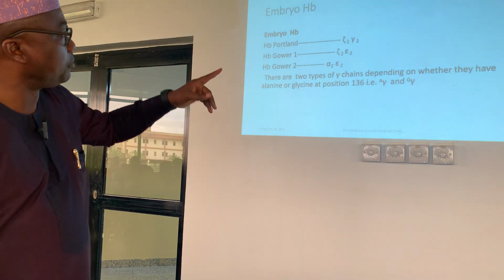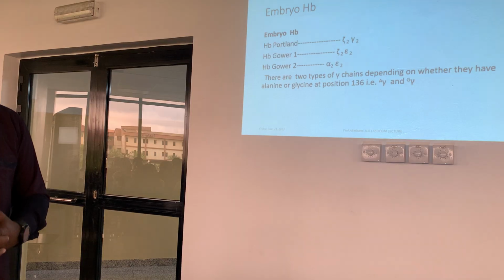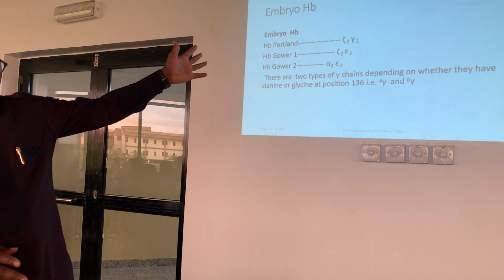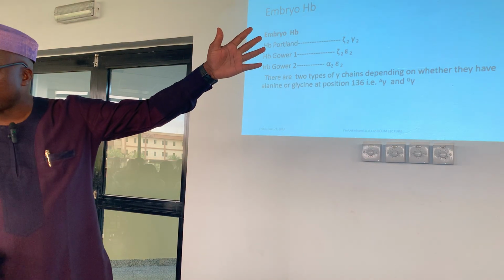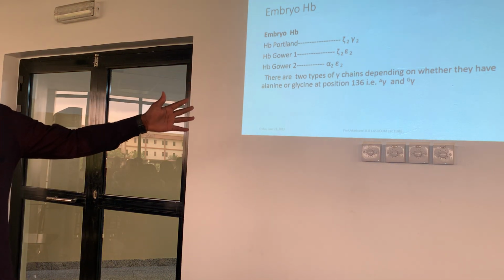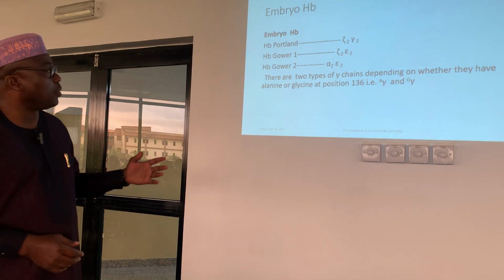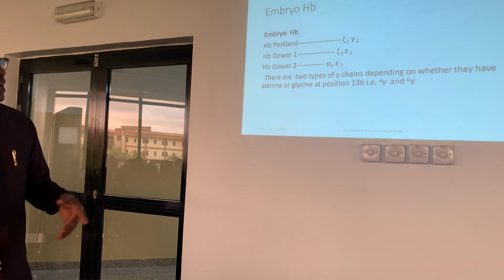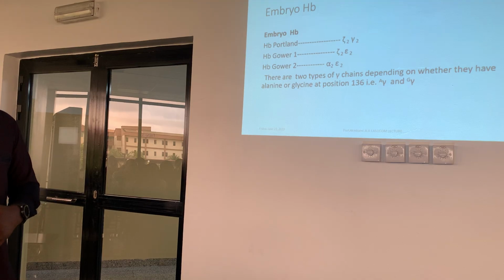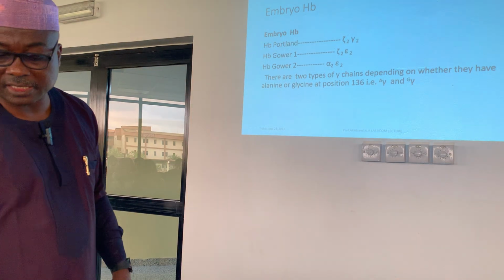So this is the Hb Portland, the embryonic zeta 2 and gamma 2. You can see zeta is the alpha-like there and gamma is the beta-like. Then Hb Gower 1 is zeta 2 and epsilon 2, and Hb Gower 2. Like I said, there are two types of gamma chains depending on whether they have alanine or glycine at position 136.